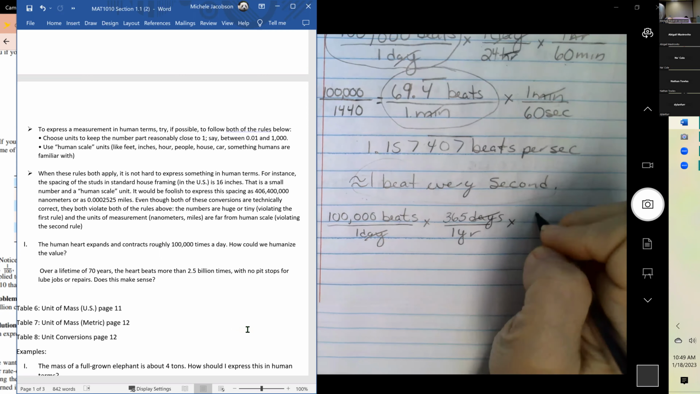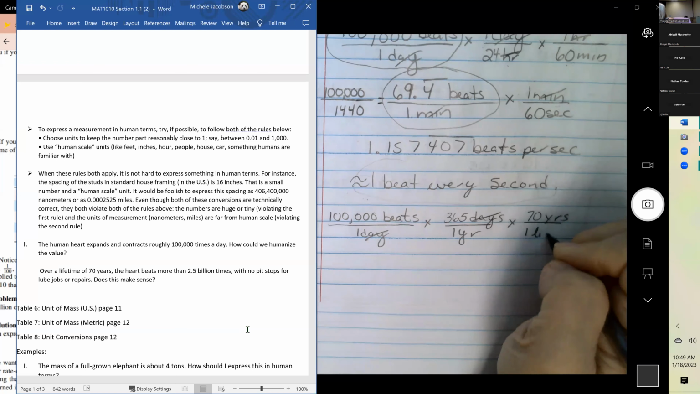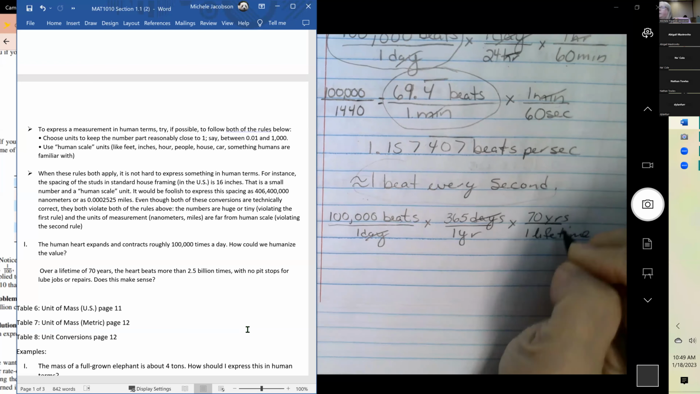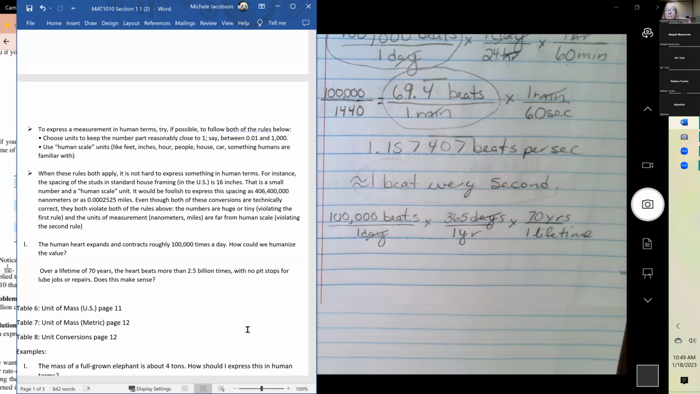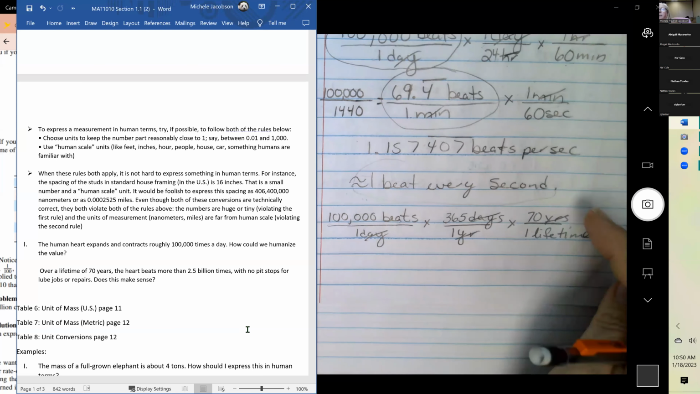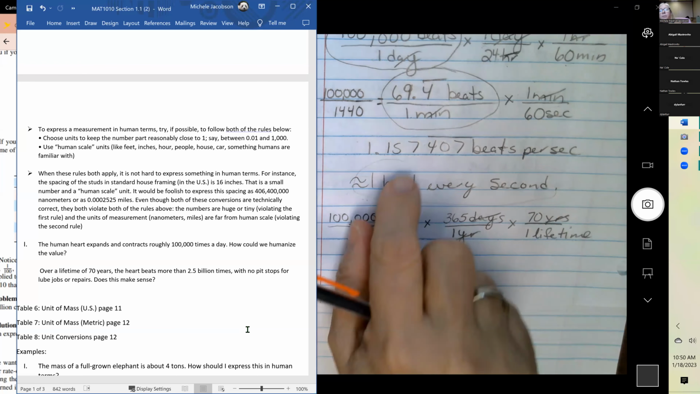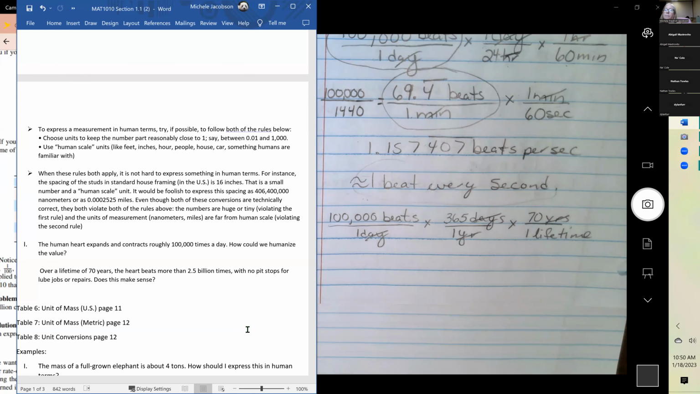And we know we want 70 years for 1 lifetime. So you could even make this a proportion so that you know if you should be multiplying by that 70 or dividing. The 70 is years, so these will cancel, and 70 years is 1 lifetime. So this will give us, once we calculate it, beats in a lifetime. So by using these proportions, it helps you set up the problem. So then if we multiply across.